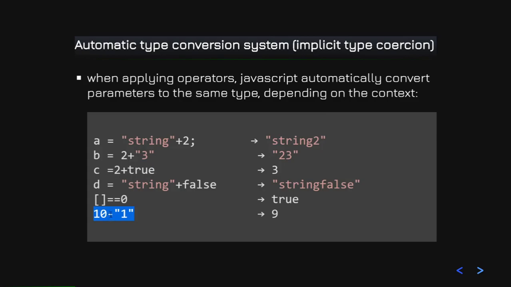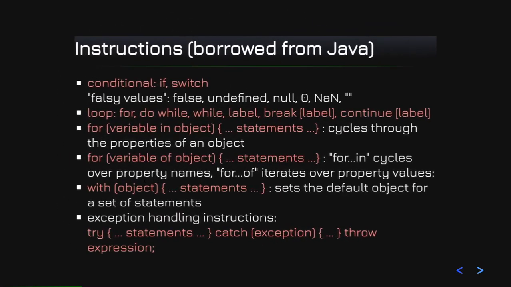And we will see at the end of the course some quirks of the language. There are a lot of them, but you will see that later on. So this is the automatic type conversion system of JavaScript.